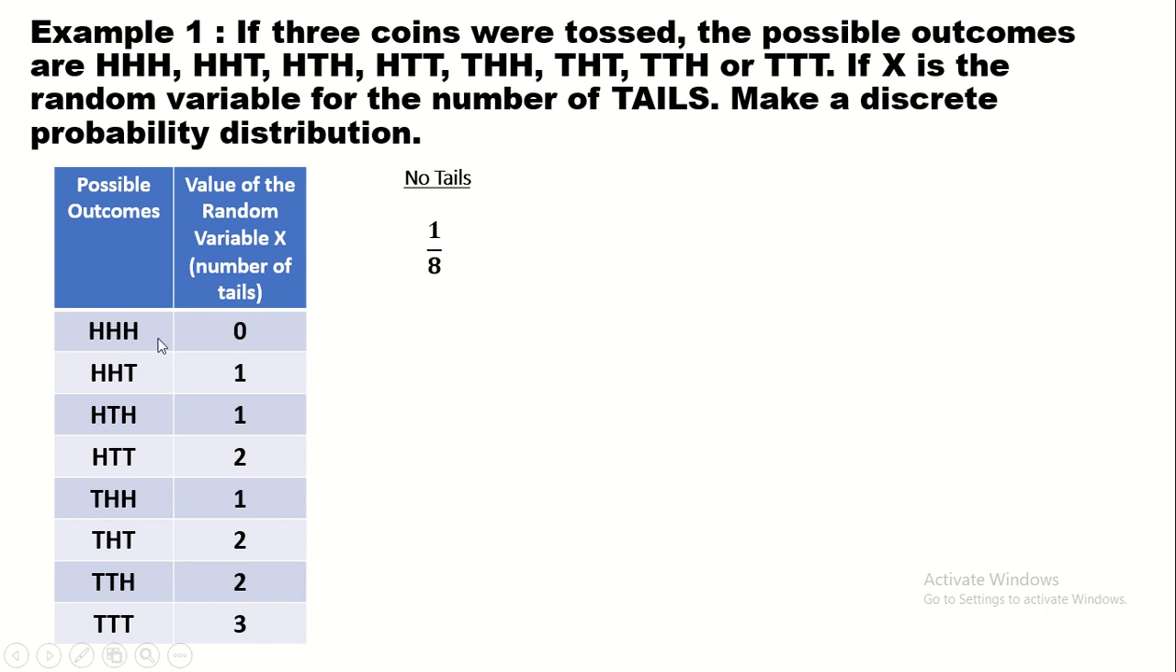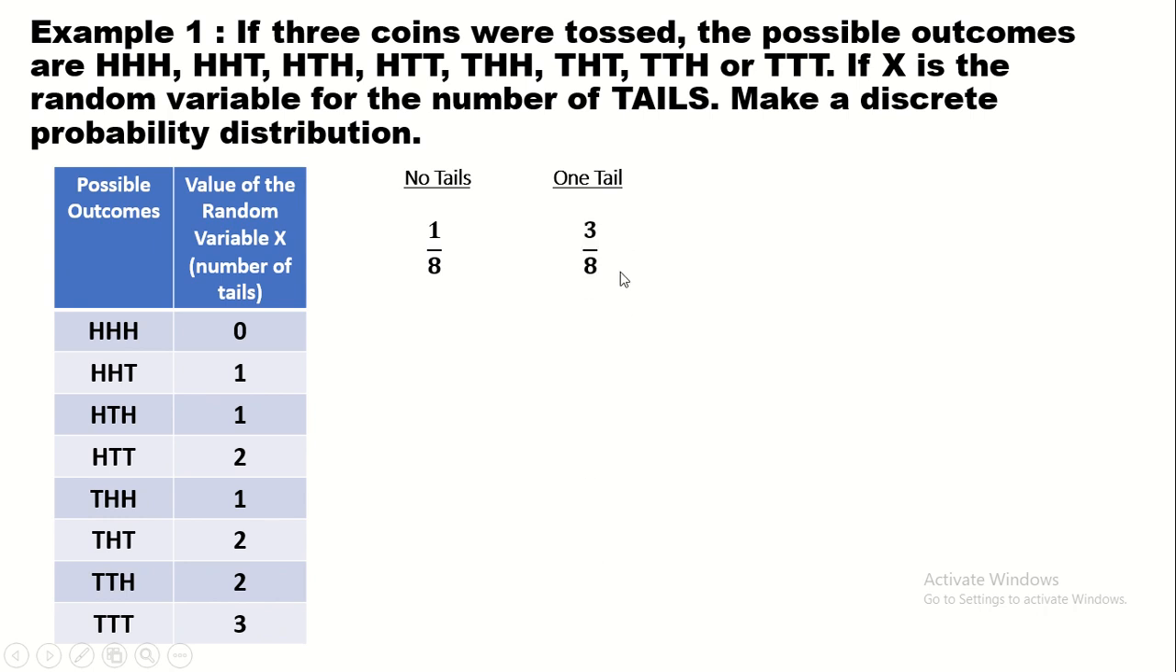Ito po siya, yung grupo ng possible outcomes. Punta naman tayo sa one tail. So, meron tayong possible outcomes na may tagi-isang tail. So, 1, 2, 3. So, tatlong grupo ng possible outcomes may tagi-isang tail. So, paano natin siya isusulat?